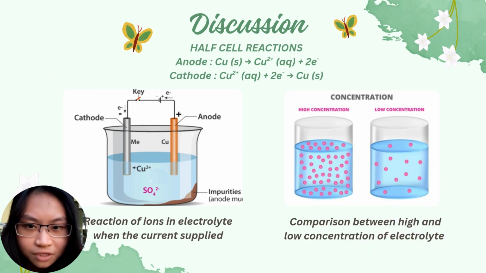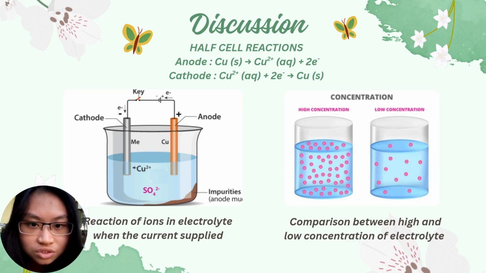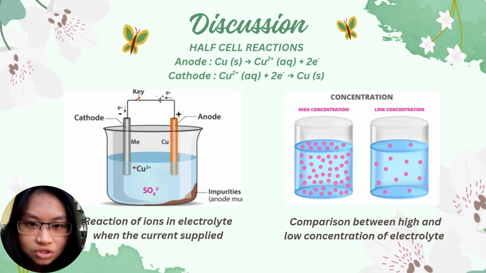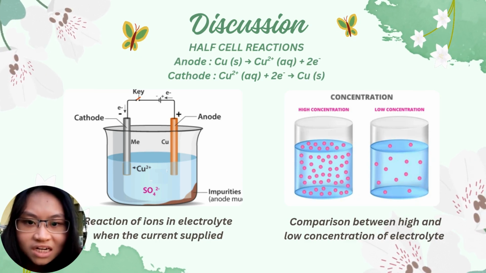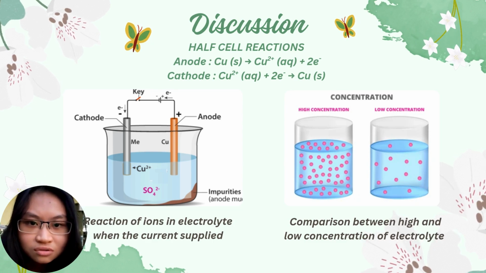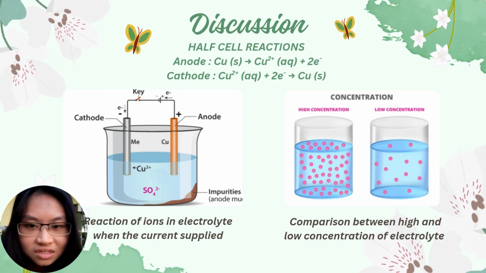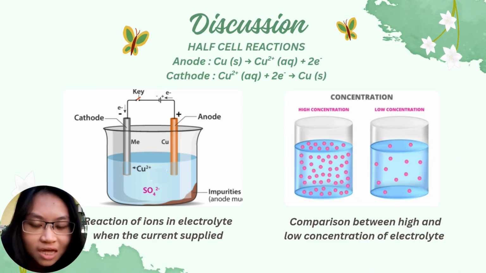And the second picture is about the comparison of the higher and the lower concentration. Obviously, the higher concentration will have more ions. And this explains why the higher concentration will have a higher deposition rate and mass, since there are more ions that can carry the charge and more ions can be discharged at the cathode.